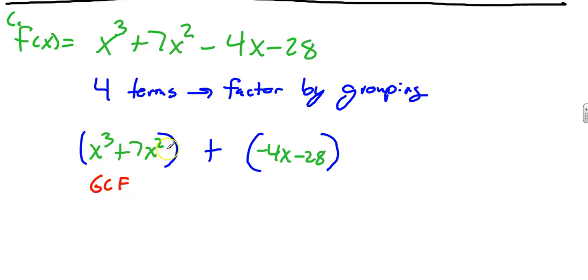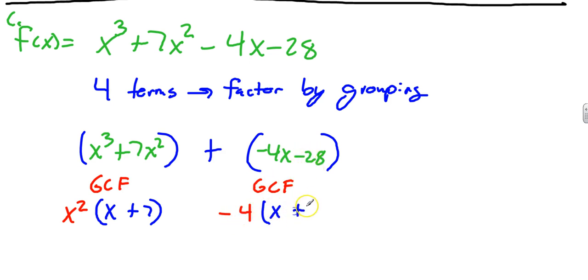So x to the third and x squared, you can take out the greatest common factor of x squared. That leaves you with 1x here. Take the x squared out, and that leaves you with a 7 there. Do the same thing with the second parentheses. Take out the greatest common factor. In this case, they're both negative, so take out a negative. 4 and 28, you can divide them both by negative 4. Take that out, that leaves you with the x here. Negative 28 divided by negative 4 makes that a positive 7.